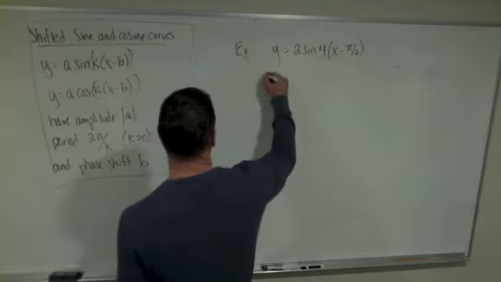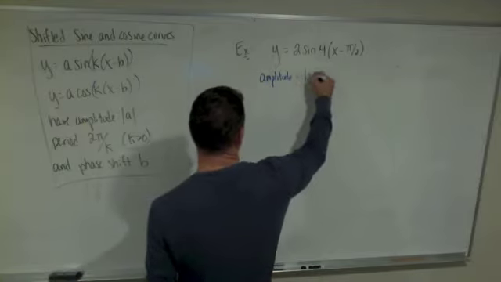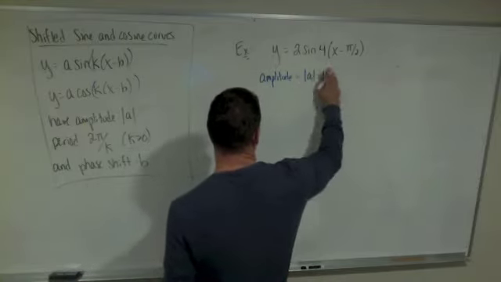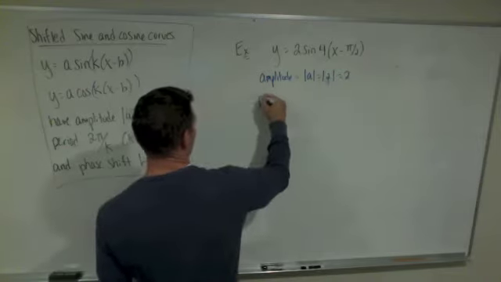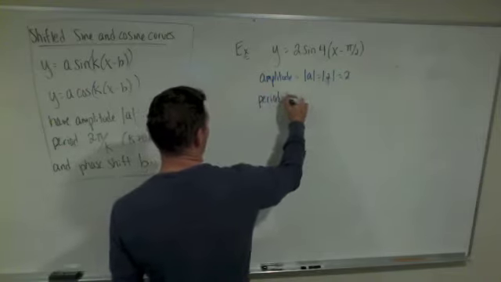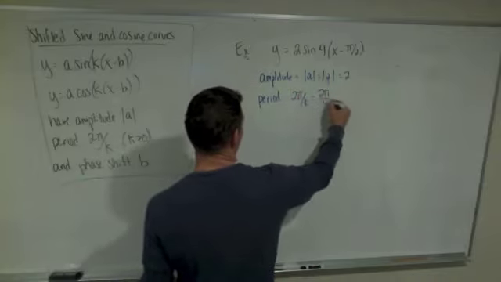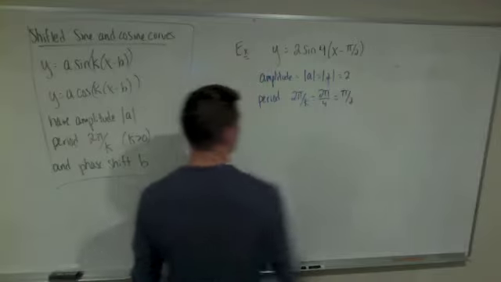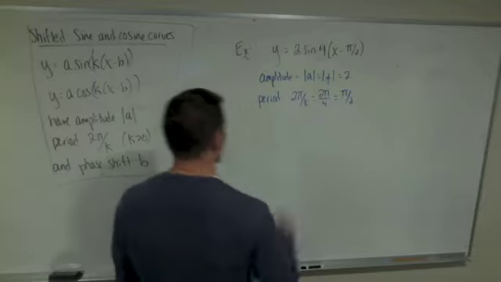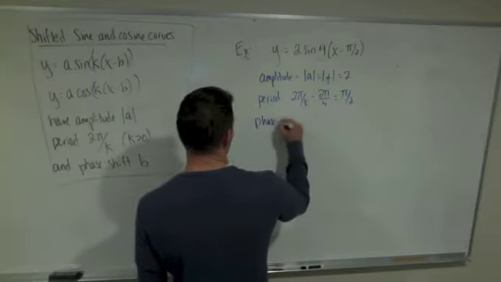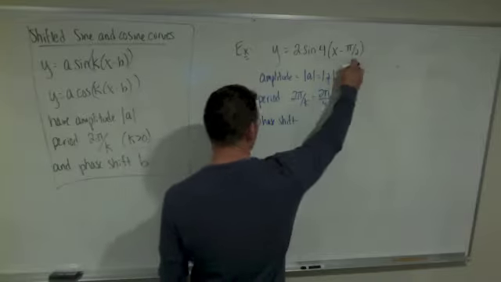First thing that we want to identify is the amplitude. So the amplitude in this case is equal to the absolute value of a, which in this case is the absolute value of 2, which is 2. We also want to talk about the period. Well, it's 2 pi over k, which in this case is 2 pi over 4, which is pi over 2. So we have a pi over 2 period. It's a condensed period. Rather than 2 pi, it's pi over 2. The last thing we want to know is what the phase shift is. And the phase shift in this case is pi over 2 units to the right.